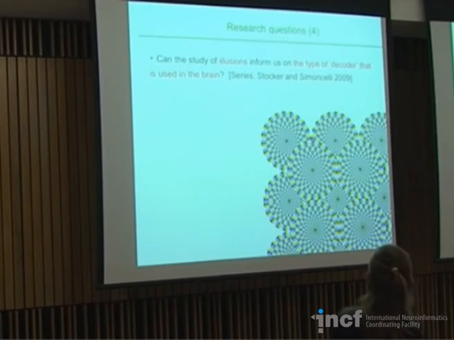And so finally, that's the final example I'm going to tell you about. I've been more recently interested in this decoding stage. We know very little about how the brain reads out its own activity. We don't know whether this is optimal, whether there are constraints, what exactly is being read out. And I've asked the question about whether the study of visual illusions can inform us on how the brain is reading out its own activity.